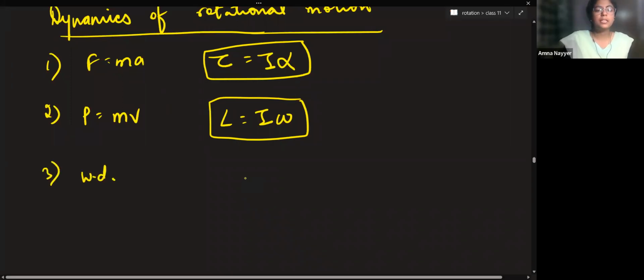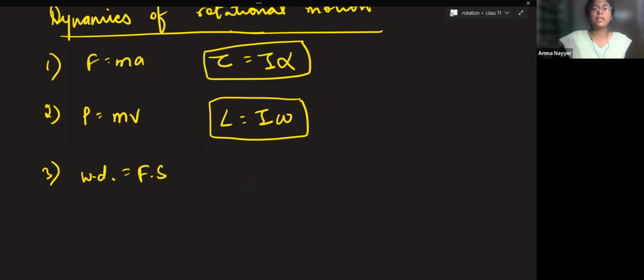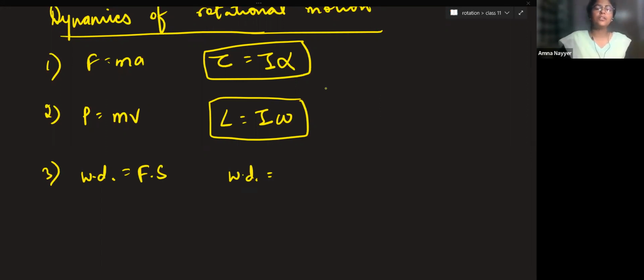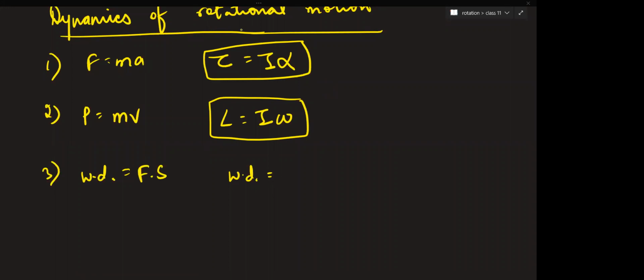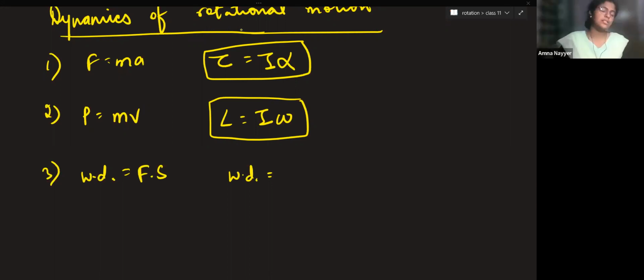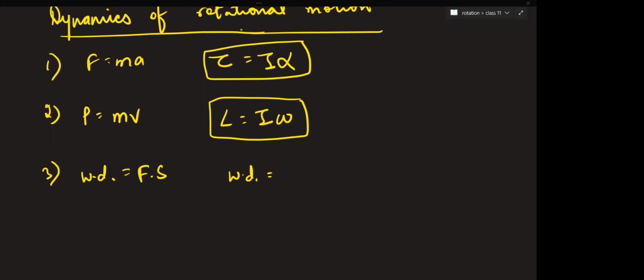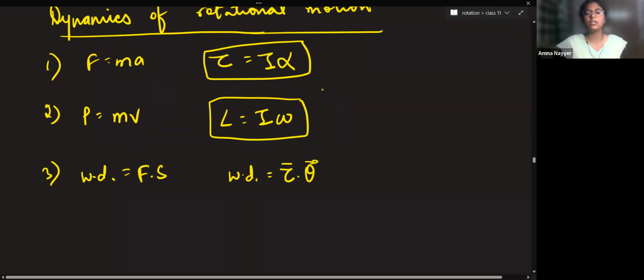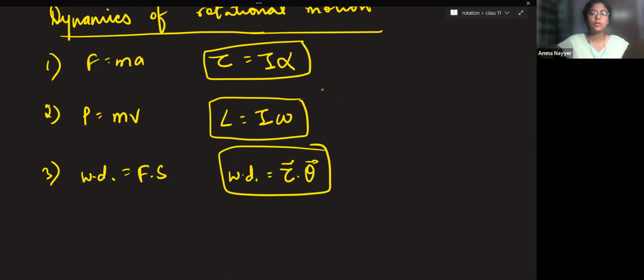Third, work done. See, work done is F dot S, that is force into displacement. So in rotation, Talha, instead of force, what should I write? Yes, ma'am, instead of force, the rotational analog of force. Torque. Yes, correct, torque. And this is linear displacement, so angular displacement will come. That is tau dot theta. This is how you write it. Fine, tau dot theta.